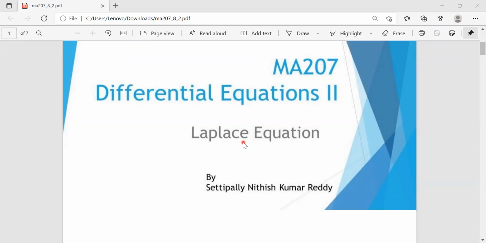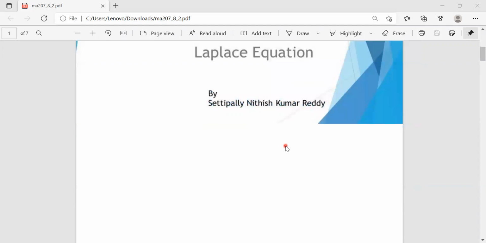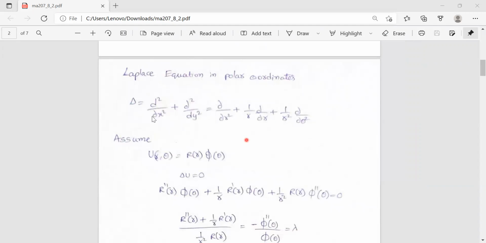Hi, in this video we are going to discuss the Laplace equation in polar coordinates. In the last class we discussed the procedure to solve the Laplace equation. Now, if you take x equal to r cos theta and y equal to r sin theta, then the Laplace equation will transform into this operator.